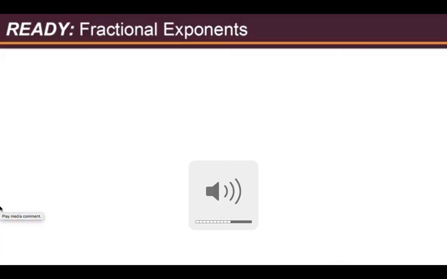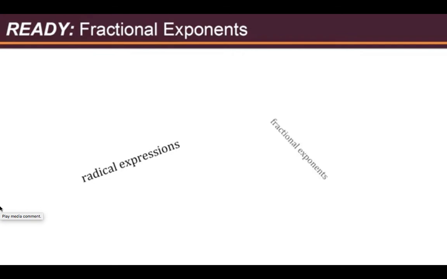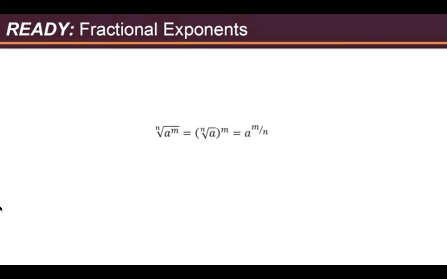In previous mathematics courses, you have studied radical expressions and fractional exponents. In these courses, you learned that radical expressions can be rewritten with fractional or rational exponents using the following property. The nth root of a raised to the m equals the nth root of a all raised to the m, and also equals a raised to the m over n. Also remember that the nth root of a is equal to a raised to the 1 over n. Using this knowledge, we can rewrite radical expressions.